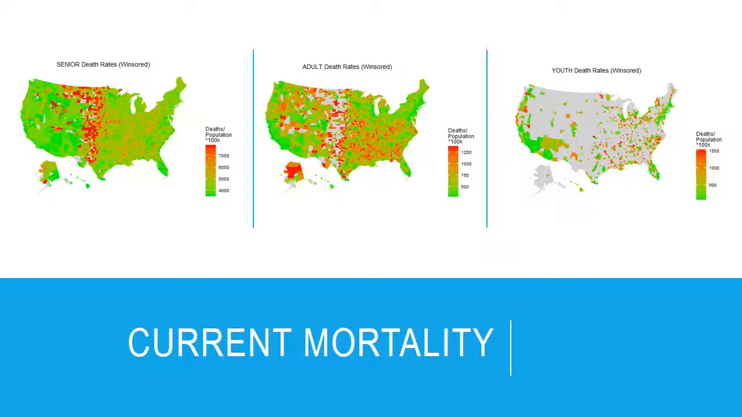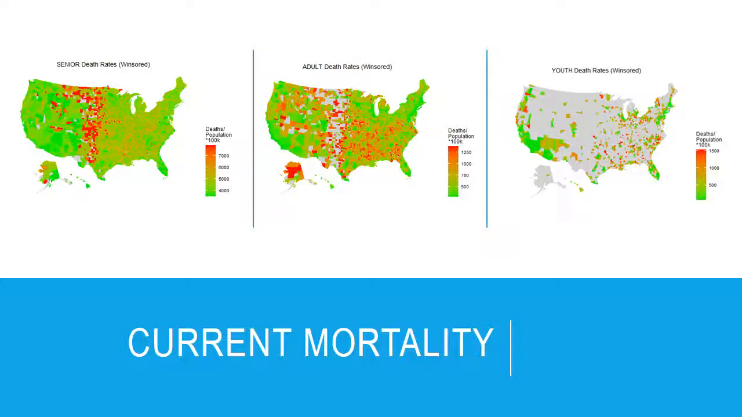What are the current mortality rates for the United States? You can see here that for senior citizens, those who live in the rural areas have a higher number of deaths per population in the age group they live in than other areas. But one of the things is that these death rates can be somewhat misleading because counties with very low populations could exaggerate that death rate. And to account for that, Winsorization was utilized.